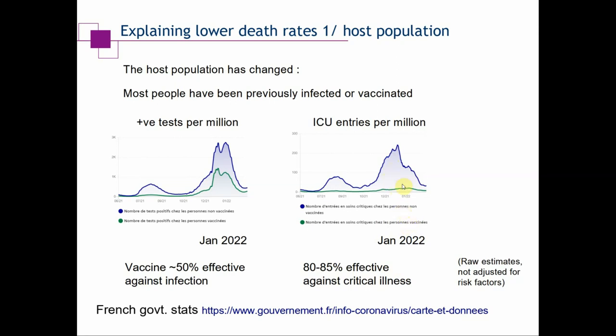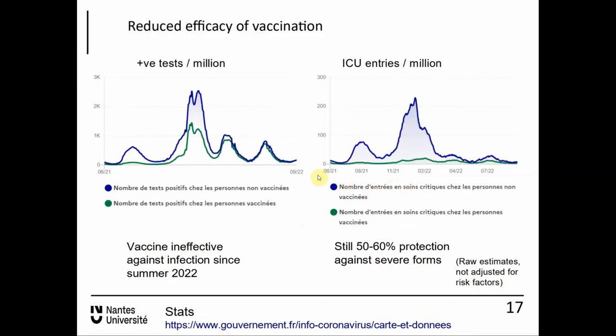That was true up until the end of 2021-22, but later on in 2022, there was almost no difference in infection rate between vaccinated and unvaccinated people. There was still about 60% protection against severe forms and death. So this is one of the things that was bringing down the death rate. The population that the virus was infecting was different. Most people were vaccinated, and the death rate was way lower in the vaccinated population.